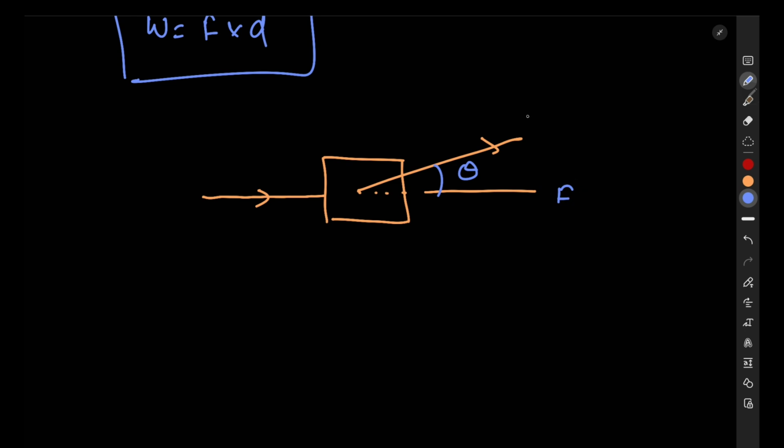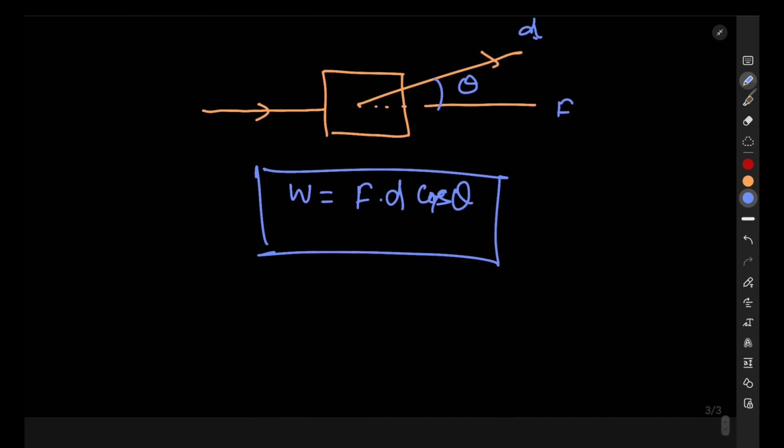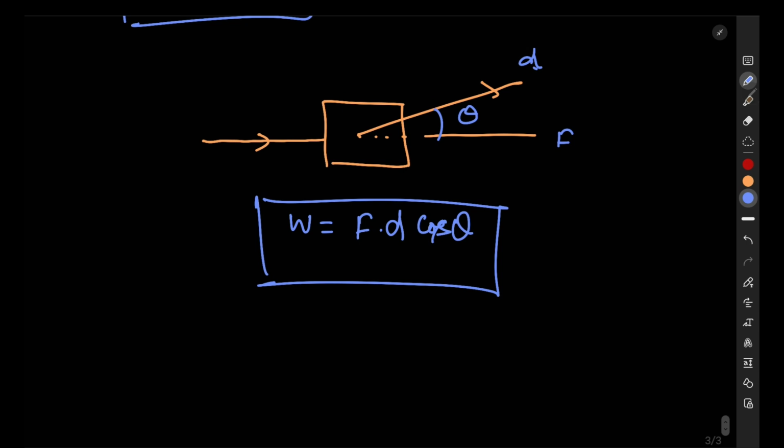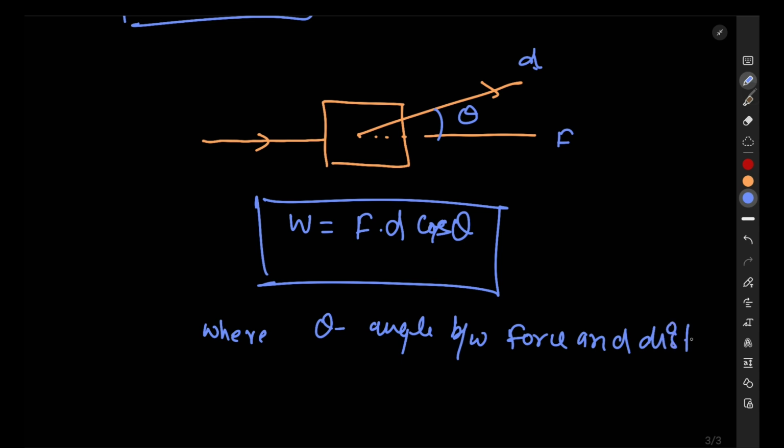If theta is the angle between the direction of force and displacement, then we apply work done equals force into displacement into cos theta. So work done is equal to force into displacement into cos theta, where theta is the angle between force and displacement.